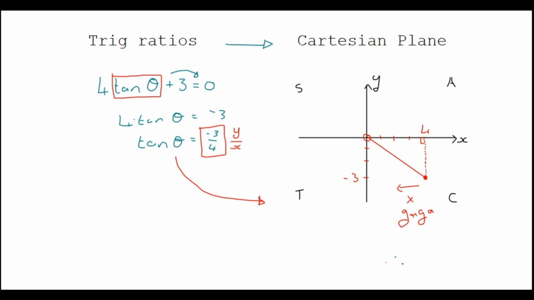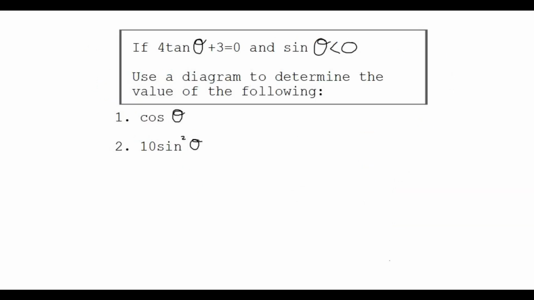Let's take it a step further. Let's see how they would ask this in a test. Now, your typical test question, homework question, and the question that follows through from grade 10 through to grade 11 is the following. The question will say if, then they will give some form of trig equation. So here we have if 4 tan of theta plus 3 equals 0, and then they give you something else to add direction. And I will explain what this is in 2 seconds.